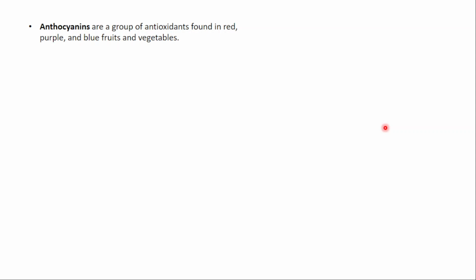That's about CeNP. Now what are anthocyanins? Anthocyanins are a group of antioxidants found in red, purple and blue fruits and vegetables. There are many peculiarly colored fruits and vegetables. So anthocyanins are those colored pigments found in the fruits and vegetables, mostly in berries. If you have had blueberries, raspberries, cranberries, all these berries have lots of anthocyanins which impart the characteristic color of the berry.